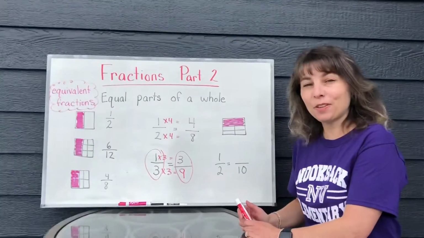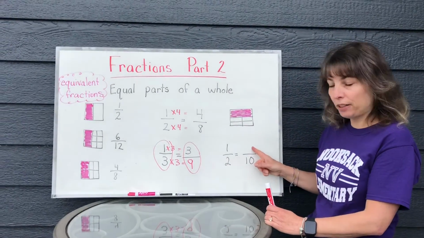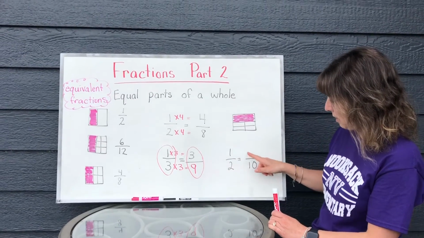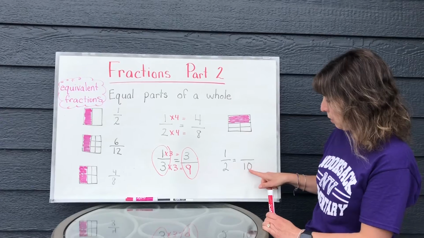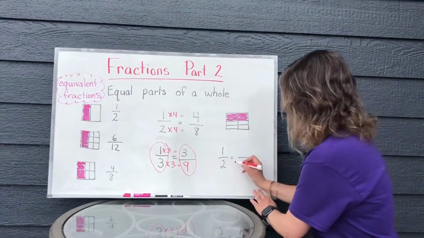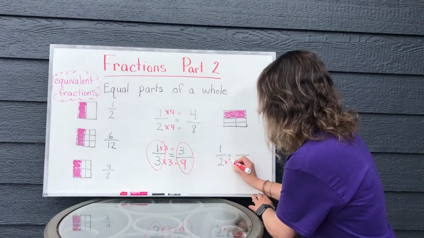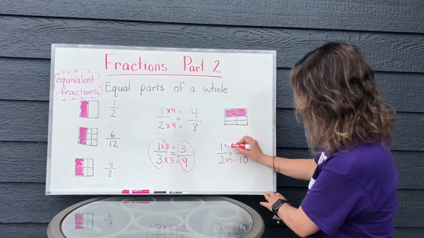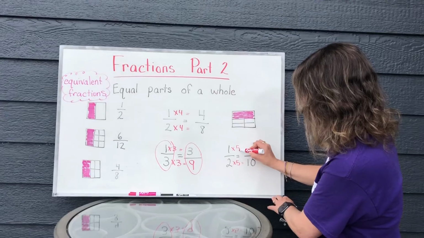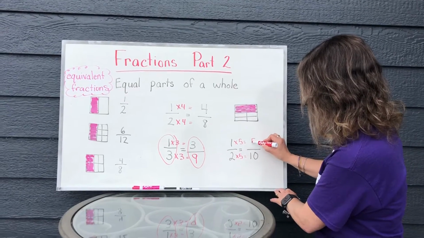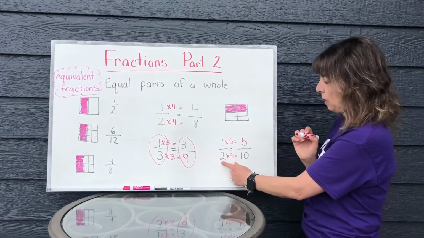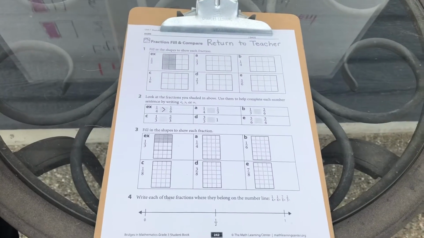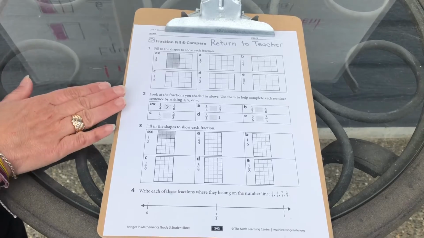Okay, we're going to try another one. This time I left the numerator blank. So we've got to figure out 1 times something equals this, 2 times something equals 10. So again, we know our multiplication facts, so 2 times 5 is 10. So over here, I'm going to do 1 times 5, and that equals 5, which we had earlier, that 1/2 is equivalent to 5/10.